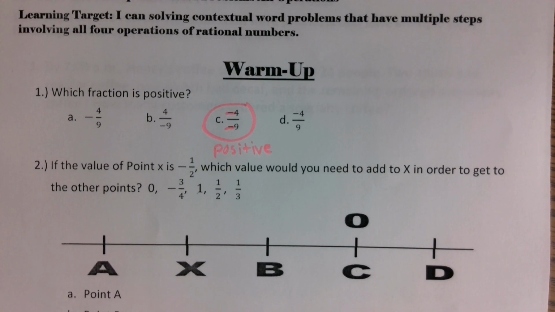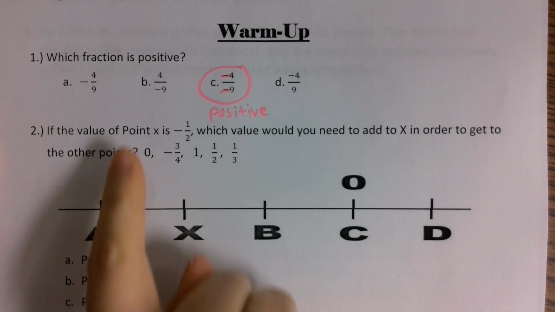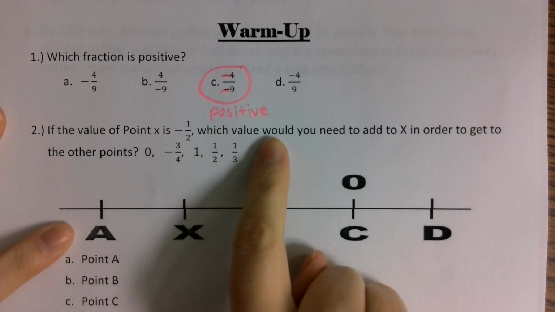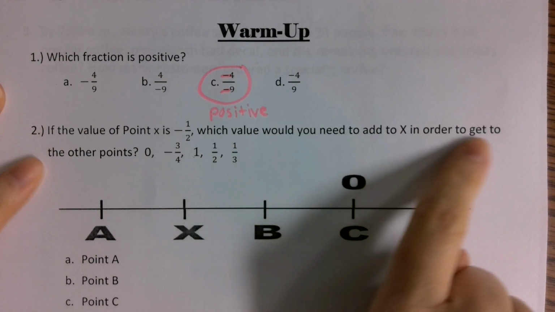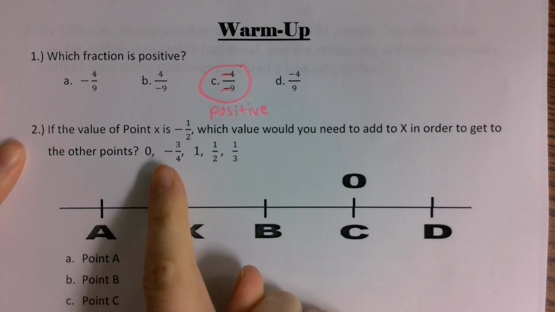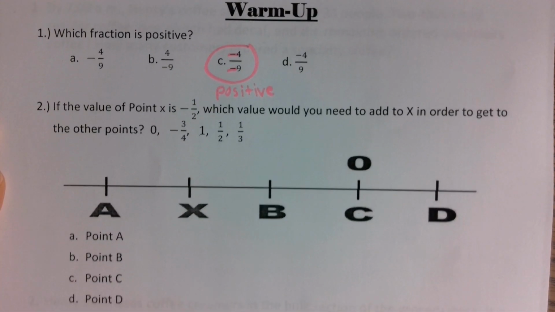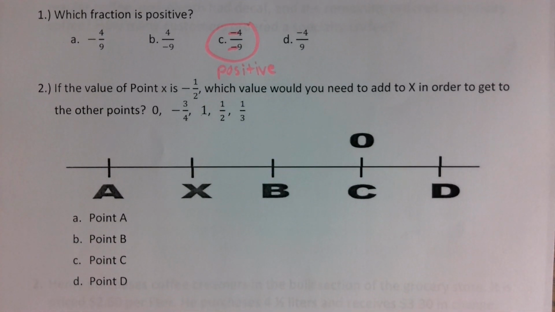All right, problem number 2. If the value of point X is at the value negative 1/2, which value would you need to add to X in order to get to the other points? So these are the values that I could add to my X to get to these other points. Which ones would take me to those other points without knowing what they are, but they are potentially something that could take me to these other points.